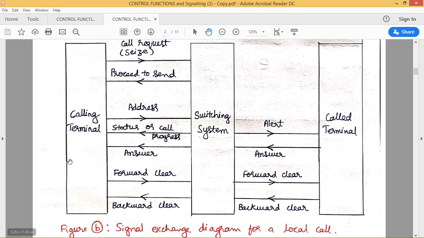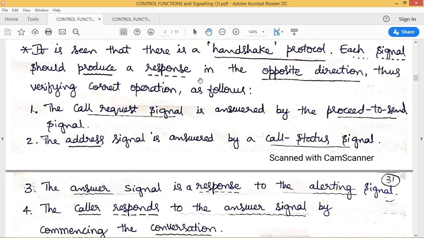So it is clear that in this figure, termination is taking place, or the call is being disconnected, by the calling person. That's why initially we are having forward clear and then backward clear. So it is clearly observed that there exists a handshake protocol.